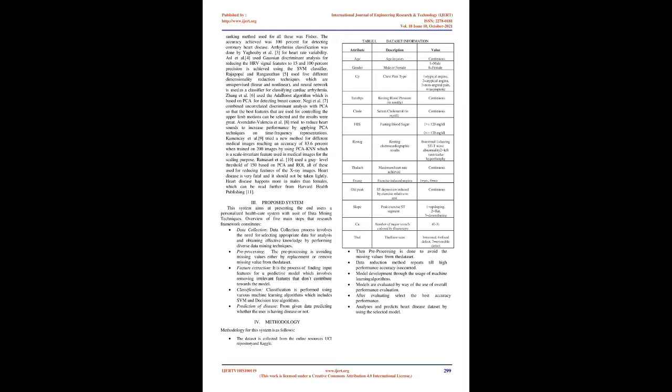For reducing the cardiovascular features, Singh et al. used generalized discriminant analysis for extracting nonlinear features, a binary classifier like an extreme learning machine for less overfitting and increasing the training speed, and the ranking method used for all these was Fisher. The accuracy achieved was 100% for detecting coronary heart disease. Arrhythmia classification was done by Yaghoubi et al. for heart rate variability. Asl et al. used Gaussian discriminant analysis for reducing the HRV signal features to 15, and 100% precision is achieved using the SVM classifier.